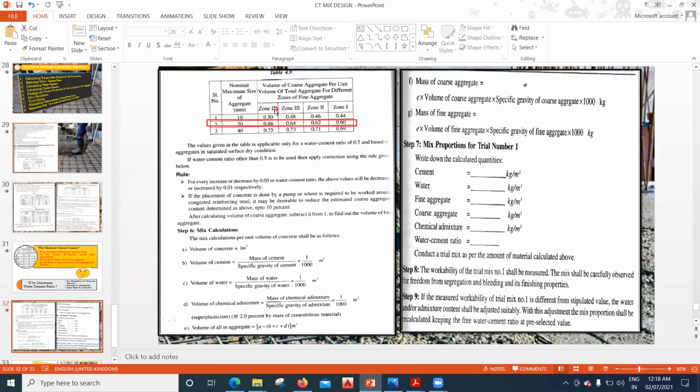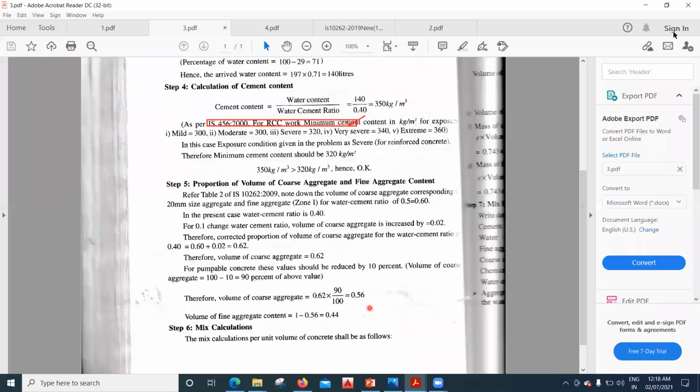Under this, where is zone 2? This is zone 4 for me. Zone 3, zone 2 and zone 1, isn't it? So in zone 1, what is the value written here? It is 0.6. You just need to remember the value 0.6. Come back to this particular sheet and you can see what they have done. They have taken 0.6 here. That's it. Very simple.